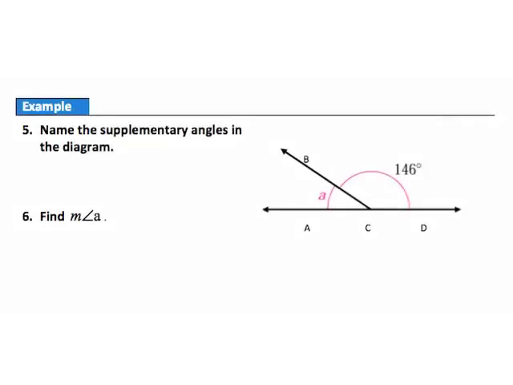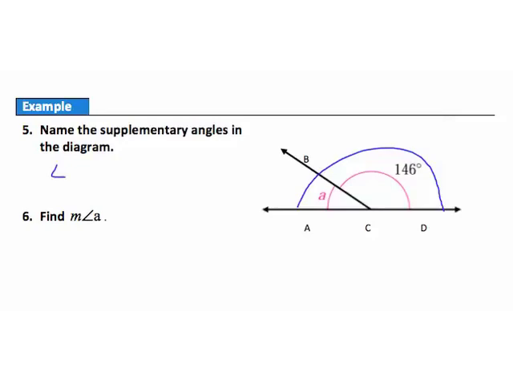Now let's take a look at some examples that will help you understand complementary and supplementary angles and how to find the measures of these angles. Example 5. Name the supplementary angles in the diagram. Well, if we want supplementary angles, we want angles that are going to add up to be 180 degrees. And angles that add up to be 180 degrees make a straight line. So if we go all the way across here, those two angles together are going to be supplementary because they make a straight line.